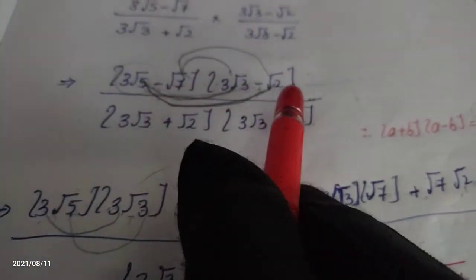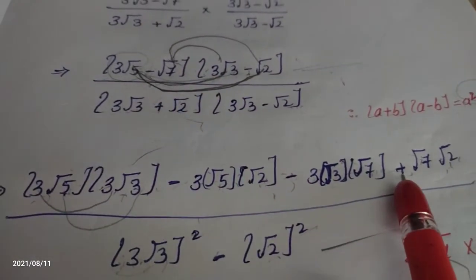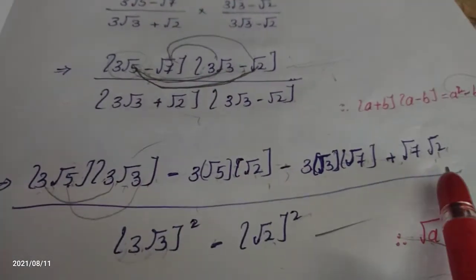I am multiplying the last two numbers. What is the sign, ma'am? The sign is minus into minus, which means minus into minus is plus, and root 7 into root 2.